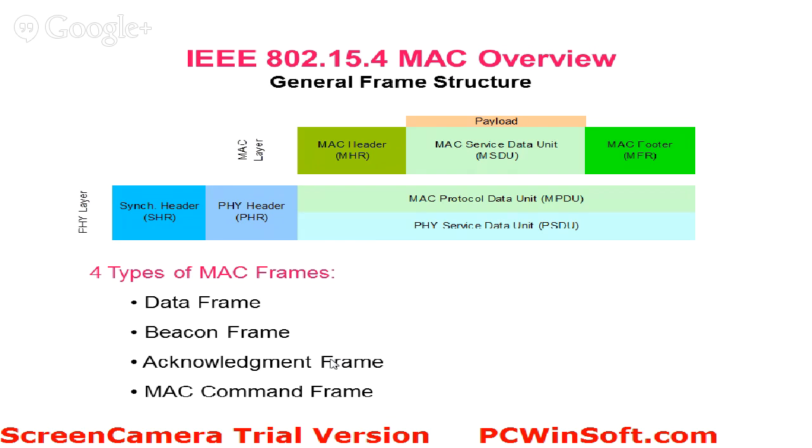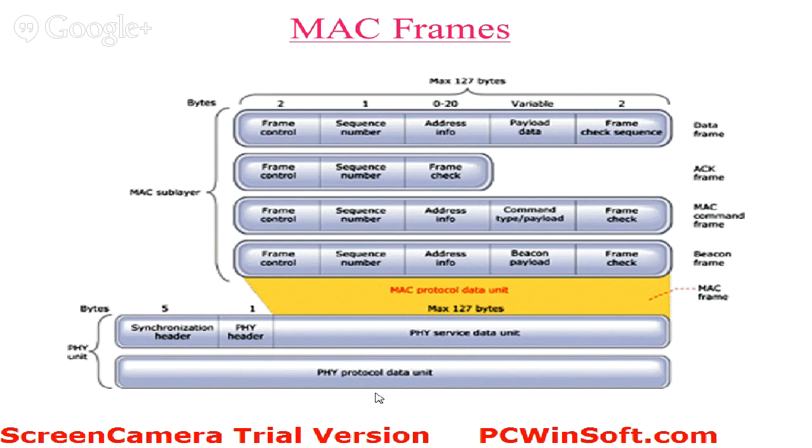Then the acknowledgement frame mechanism is there to ensure reliability, and there is a command frame for the MAC commands which are to be sent over the air to the other devices. This is a typical frame structure, and the maximum size would be around 127 bytes for the MAC payload, as I have told earlier.